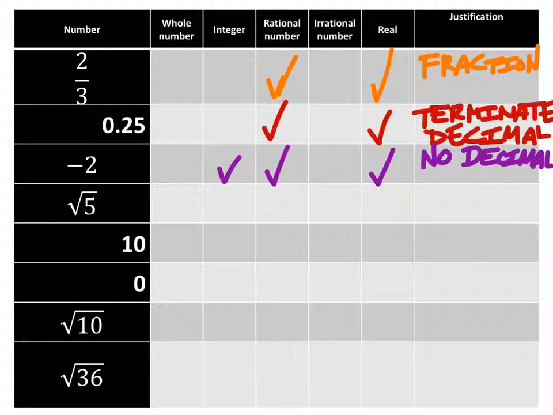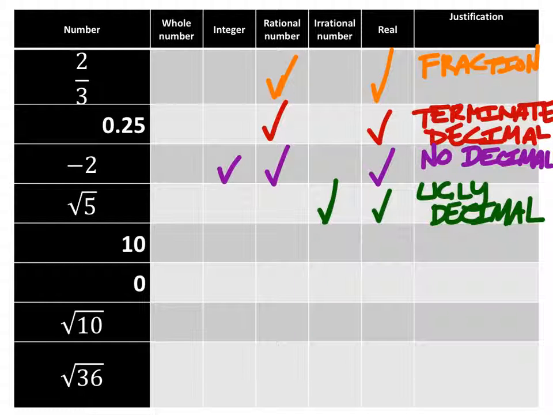The square root of 5, if I plug this into the calculator, I'm going to get something that is really hard to look at because it's so ugly. It's a decimal value, which makes it irrational, and all irrational numbers are also real. So the justification for this one, for me, is because it is an ugly decimal.